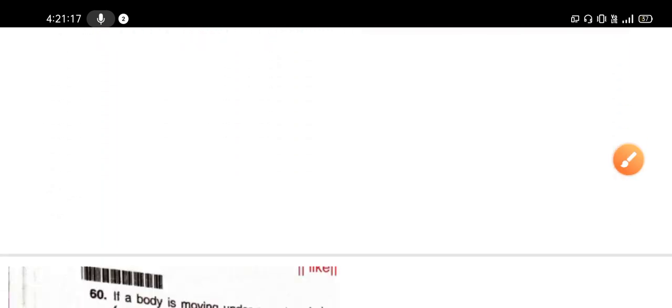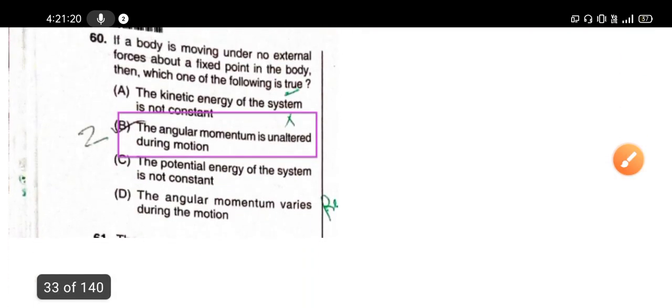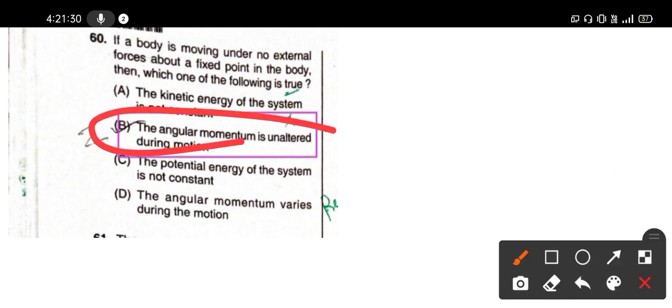Next question. If a body is moving under no external force about a fixed point in the body, then which one of the following is true? The angular momentum is unaltered during motion. Option B is correct.